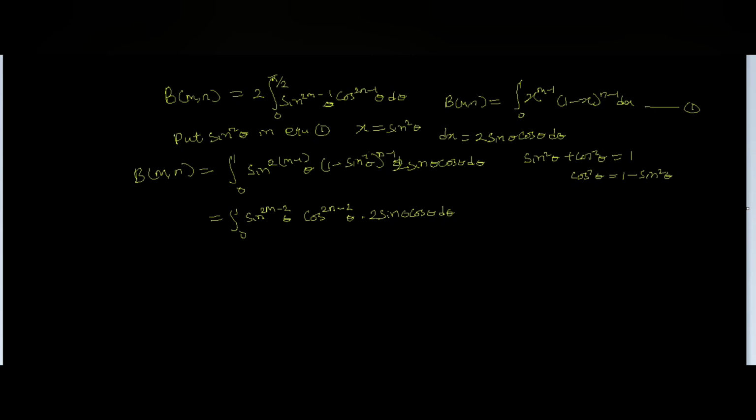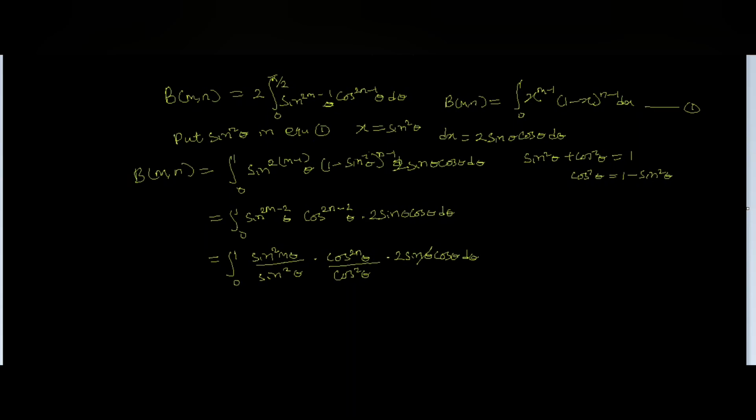Now we are going to simplify this further. So this can also be written as the integral from 0 to 1 of sine raised to the power of 2m theta divided by sine raised to the power of 2 theta. This is actually the same thing as this. So you can write this, multiplying cos raised to the power of 2n theta all over cos raised to the power of 2 theta. Now all of this will multiply 2 sine theta cos theta d theta.